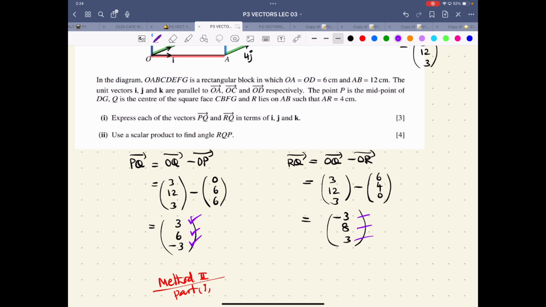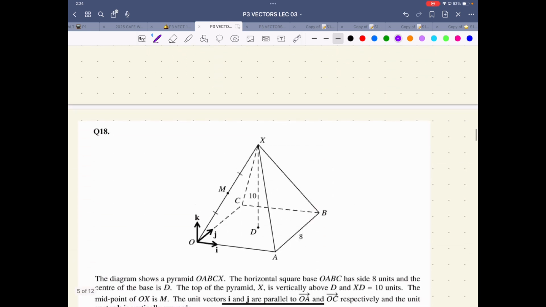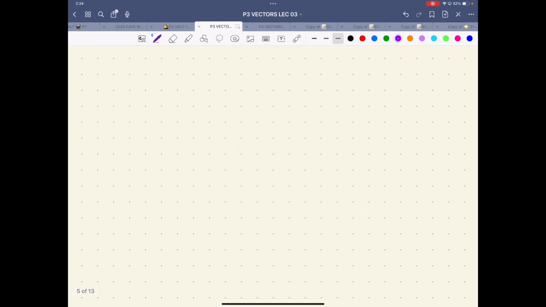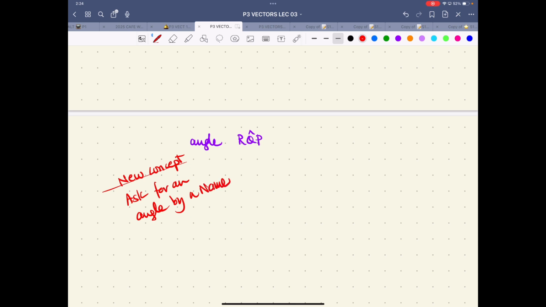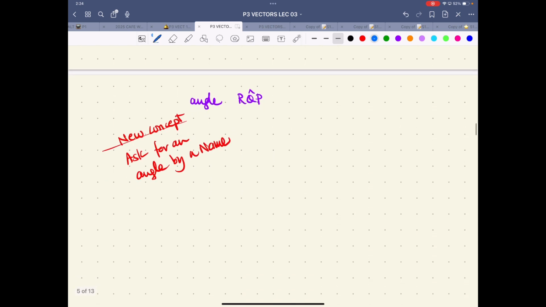Now what are they saying? They are saying use a scalar product to find the angle RQP. So let me write over here, we are interested in angle RQP. Now a new concept comes in. That new concept tells us that if they ask for an angle by a name, then there are two options. The first option is, I'll just use the first option for right now.